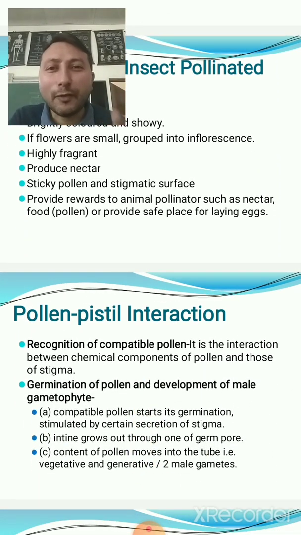Then what is pollen-pistil interaction? You know that different kinds of pollen grain fall on the stigma, but generally the pollen grain of the same species will germinate. So this is called pollen-pistil interaction, and this is called recognition of compatible pollen. It is the interaction between chemical components of the pollen and those of the stigma. Germination of the pollen and development of the male gametophyte. I have already mentioned this.